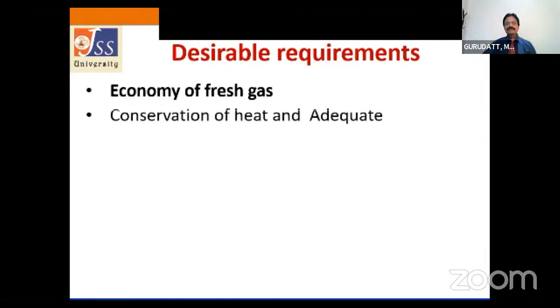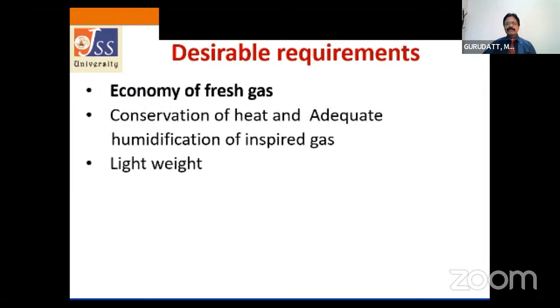The next desirable one is the conservation of heat and adequate humidification of inspired gases. The gases we use are all dry gases. Because we are using dry gases, there is always a possibility of tracheitis, laryngitis, bronchitis, and the patient can have all these problems in the post-operative period. That is the reason heat and humidification of inspired gases is very important, so it should be able to provide heat and adequate humidification of the inspired gases.